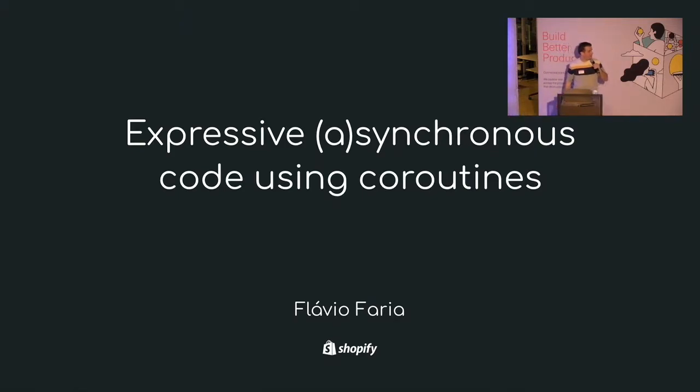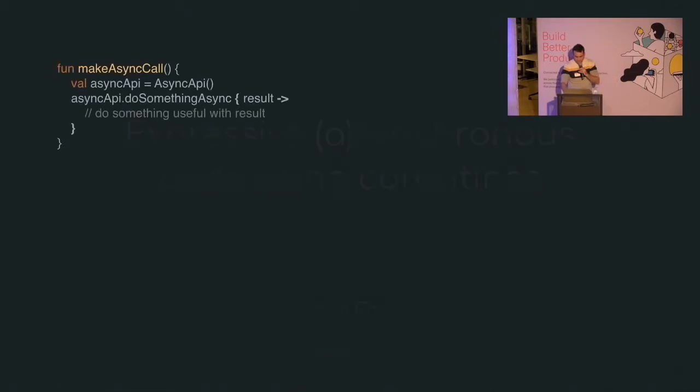I'm Flavio. I work at Shopify as an Android developer, and today I'm here to talk about expressive asynchronous code using coroutines. This is not a deep dive into coroutines, so if you're not familiar with coroutines, that's not a problem. If you know a bit of it, that's great. But the main thing that we'll be exploring here is more of the principle of converting asynchronous APIs into synchronous ones, and coroutines is going to be the tool for that.